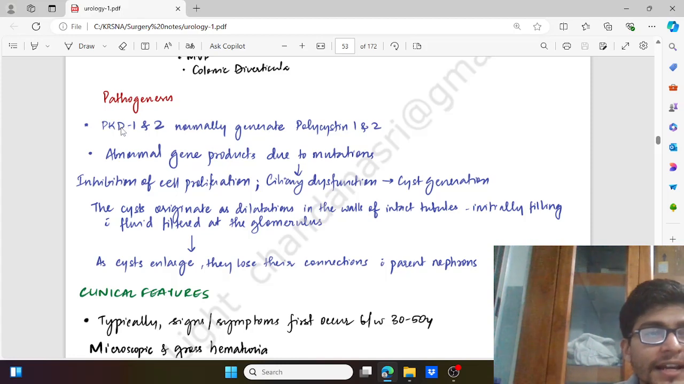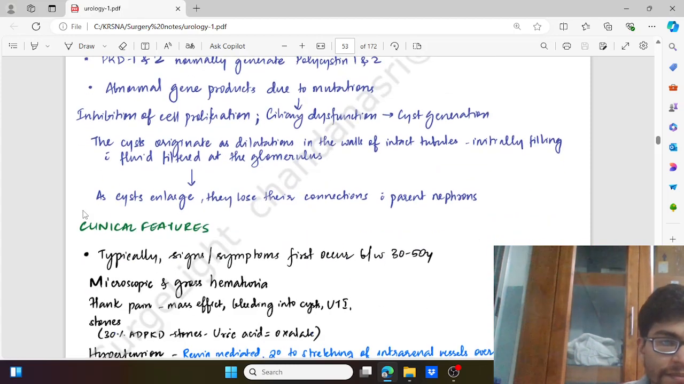Genes, as you have seen, they have PKD1 and 2 gene defect, which normally generate polycystin 1 and 2. Due to this defect, they have abnormal gene products, proteins, resulting in inhibition of cell proliferation and ciliary dysfunction, causing cyst generation. So these cysts originate in the walls of the intact tubules, causing dilatation. Initially, there will be filling of the fluid inside the cyst, and later, when the cysts enlarge, they lose connection from the parent nephrons, causing dysfunction.